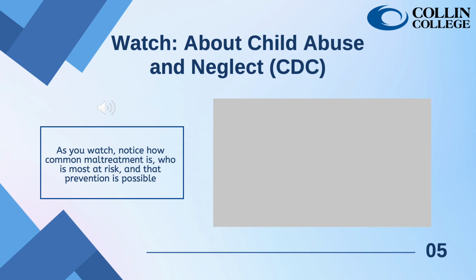Let's pause the lecture and watch a short video from the CDC. It is about 2 minutes long. As you watch, listen for 3 things. How common child abuse and neglect really are, which children are at greater risk, and the CDC's central message that this is a preventable public health problem, not just an individual family failure. After the video, we will turn to recognizing the warning signs.